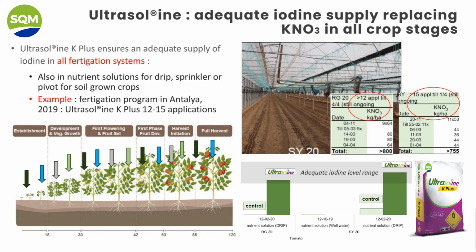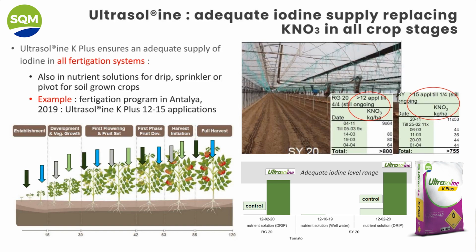I'm just showing here an example of a tomato production in Antalya. You can see in these figures their standard program, which already foresees more than 12 or more than 15 applications of potassium nitrate, to reach 150 to 200 metric tons per hectare, requiring 750 to 800 kilograms of potassium nitrate.